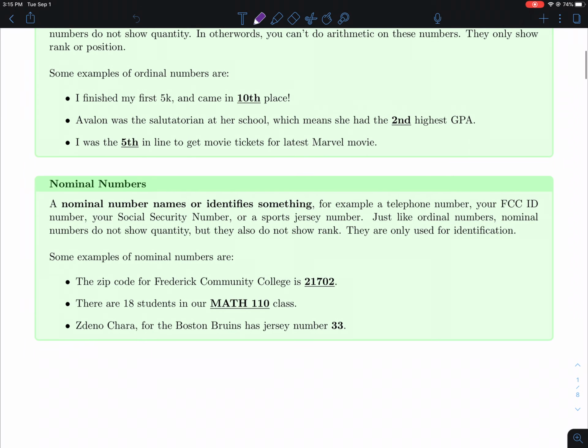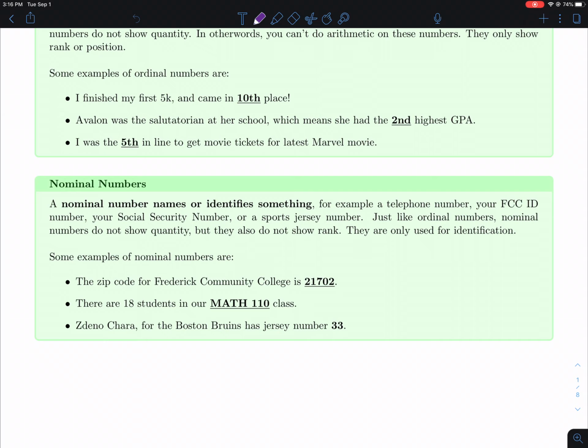And then finally, a nominal number is a name that identifies something. It could be something like your telephone number, your FCC ID, social security number, a jersey number, anything that identifies it. Even though it's a number, you wouldn't do arithmetic on it, because you wouldn't add two jersey numbers and get a different jersey number. That would just be weird. You wouldn't add two social security numbers and get a different social security number. But they also don't have any kind of rank theoretically either. Even though mathematically we could put them in order, that's not the way you really think about them. They're just a thing to identify this person as different from that person.